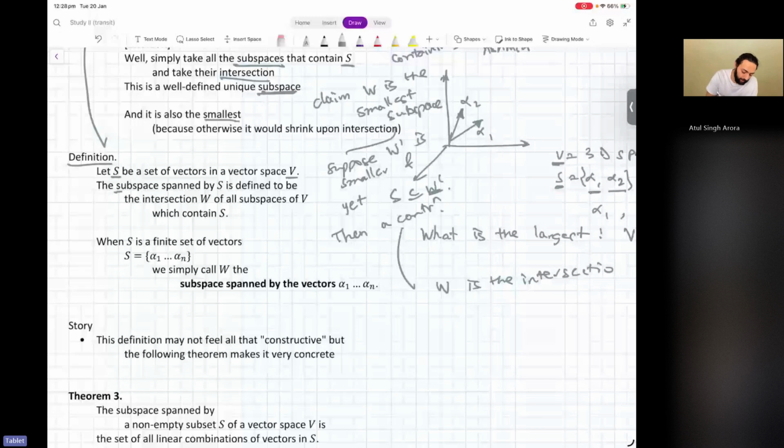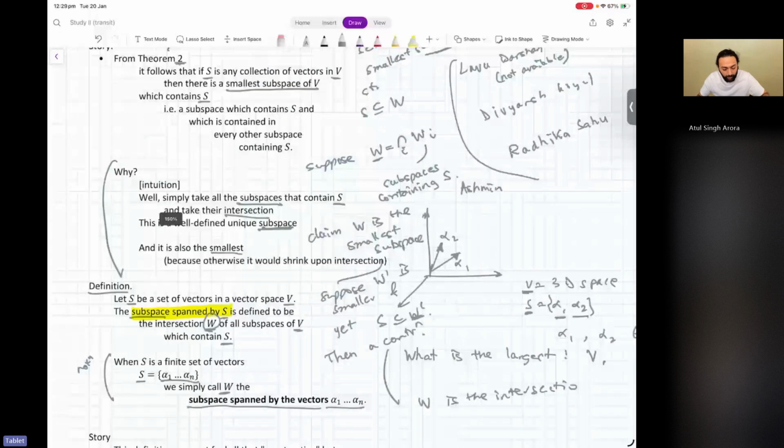Okay, and then it goes on to say that when S is a finite set of vectors, this is just notation. Then the subspace spanned by the vectors. So W, the thing that we defined above, is called the subspace spanned by the vectors alpha 1 to alpha n. I'll give you 1 minute to digest the definition and let me know if you have any questions.